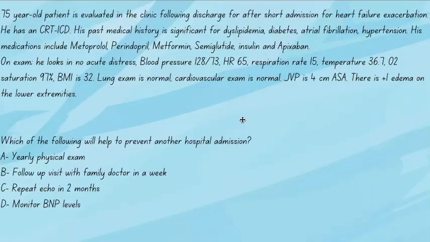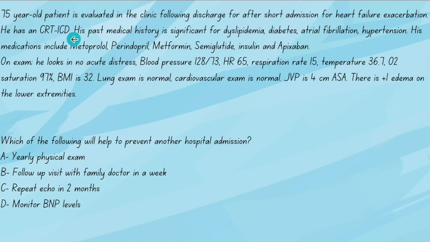Alrighty, so which one of the following will help prevent another hospital admission? Yearly physical exam, follow-up visit with the family doctor in a week, repeat echo in 2 months, monitor BNP levels. So first, I have to know the diagnosis, and then I have to know what will prevent them from getting into the hospital again. So it's a more prognosis-related question. I have a 75-year-old patient who is evaluated in the clinic following a discharge after a short admission for heart failure exacerbation. He has a CRT ICD.